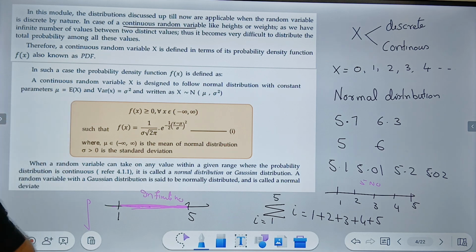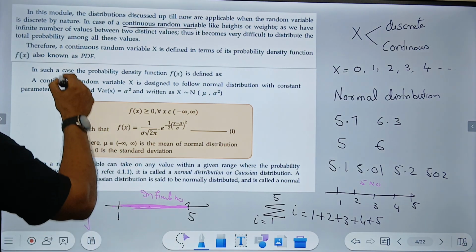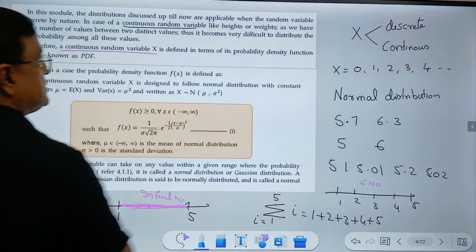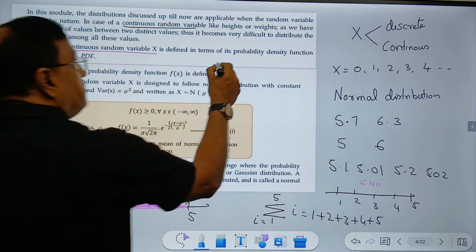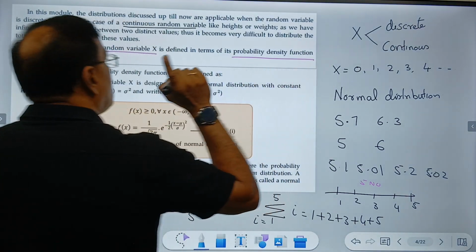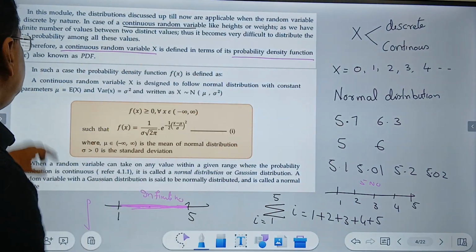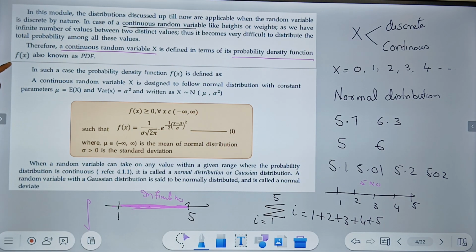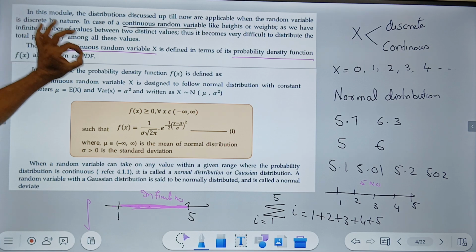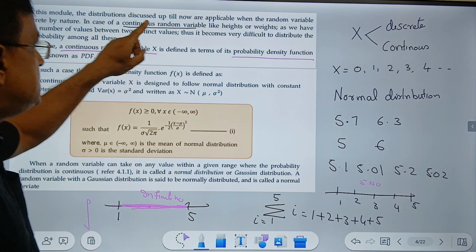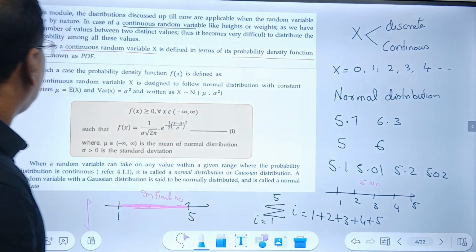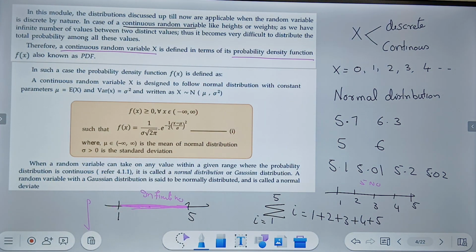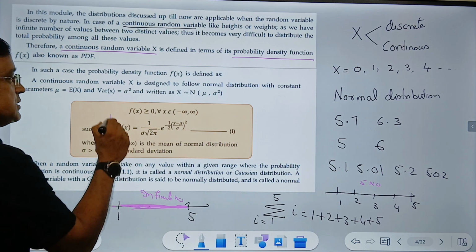The second very important notion is: a continuous random variable x is defined in terms of the PDF. PDF is called the probability density function, f of x. A continuous random variable x is defined by a probability density function called f of x. Now, how is f of x defined? f of x is defined using this.